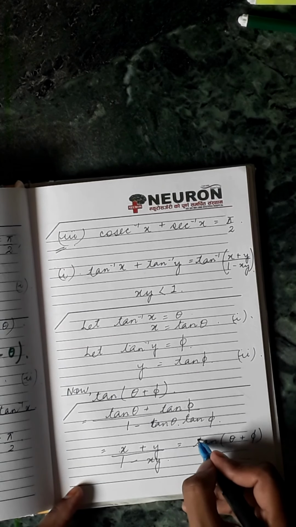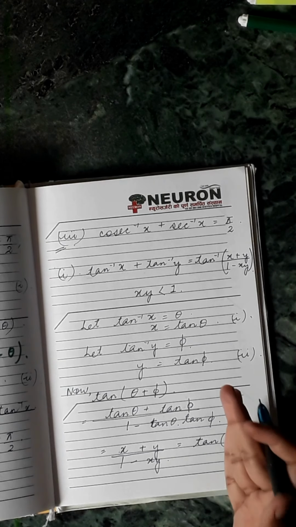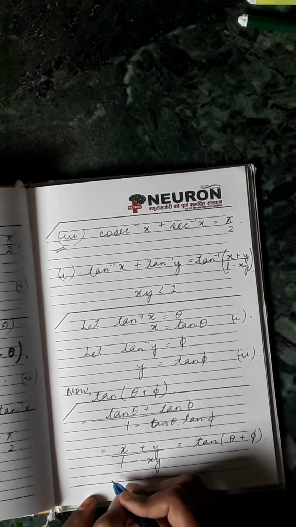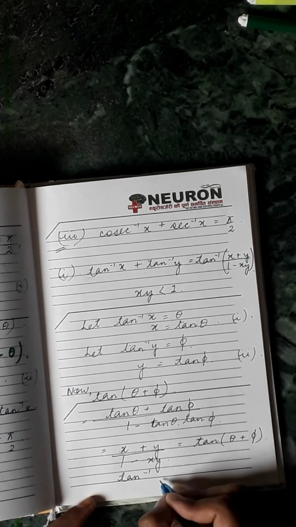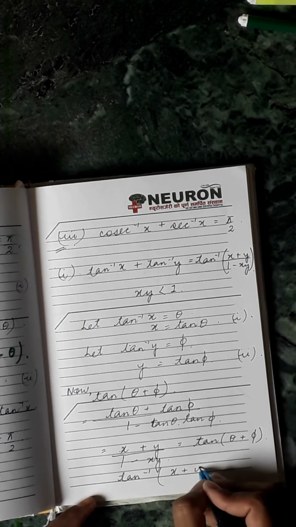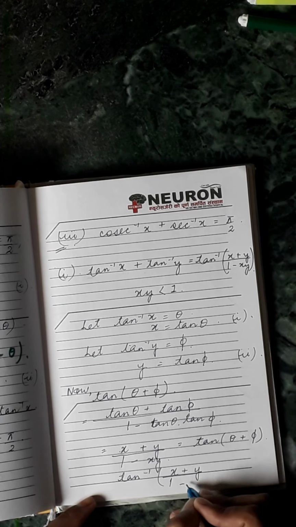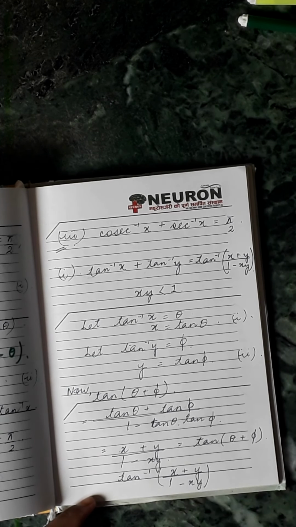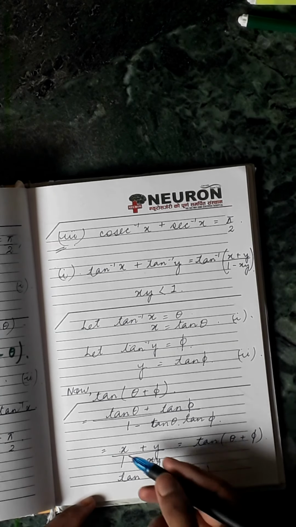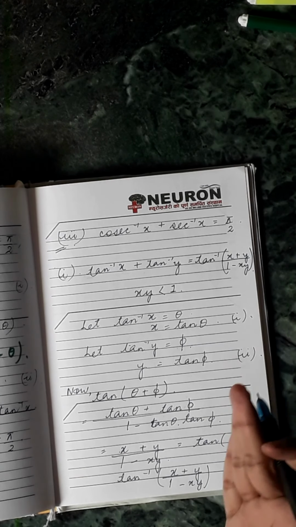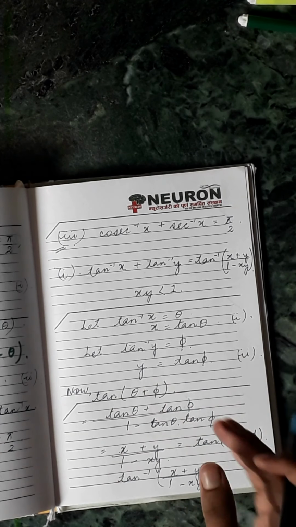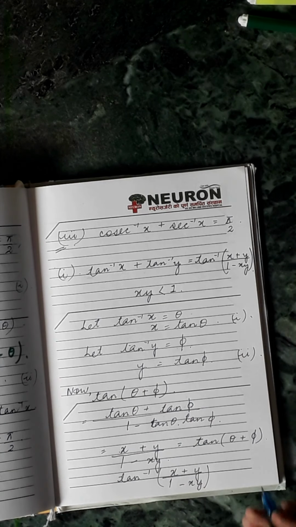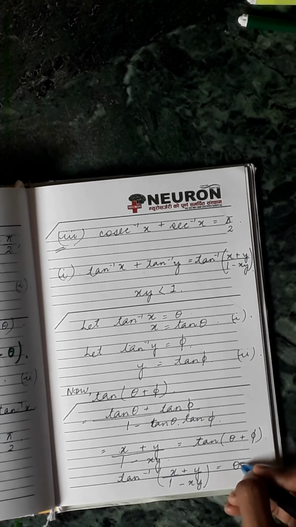So now if you take this tan from RHS to LHS, what will it become? Tan inverse of x plus y upon 1 minus xy. Tan came from RHS to LHS and became tan inverse and got attached to the entire fraction. What is left here? Theta plus phi.